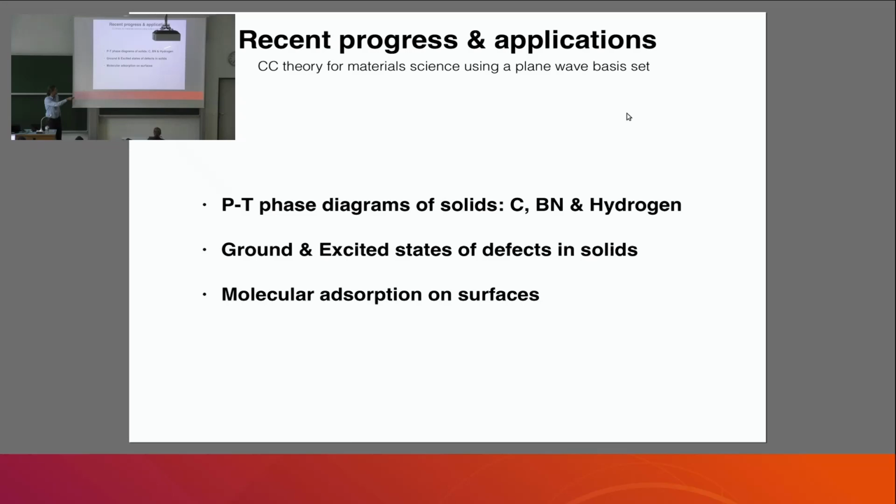I want to talk a little bit about ground and excited states of defects in solids. The advantage of these many-electron methods lies also in the fact that they are not necessarily restricted to the study of the electronic ground state, but they can also be applied to study excited states. And as many of the potential applications of complex oxides lie, for instance, in photocatalytic materials, I guess it's very important also to have a set of methods that can treat electronically excited states.